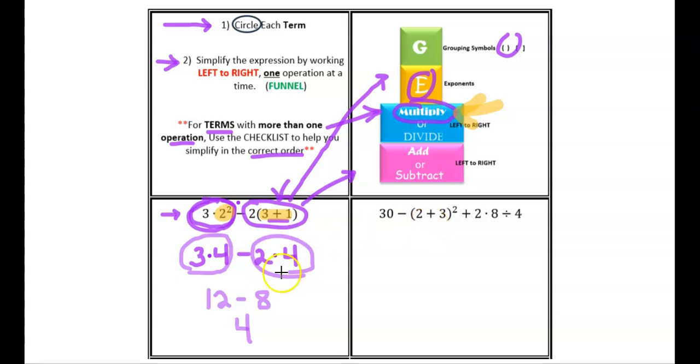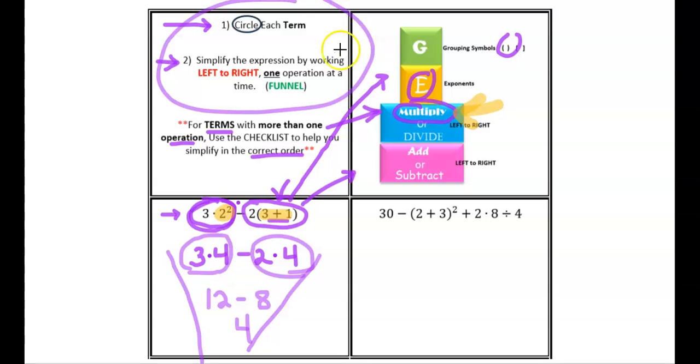All right, so that is how we funnel when we have a little more complicated terms going on. We can still funnel, we just have to follow the checklist. Stick with this plan, but when you're getting terms with more than one operation, use the checklist to decide which one to do first and which one to do second. This example, I want you to pause the video. I want you to circle each term and then turn the video back on to see if you found each term correctly.